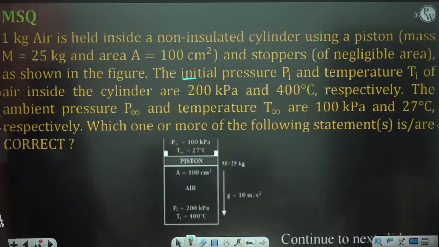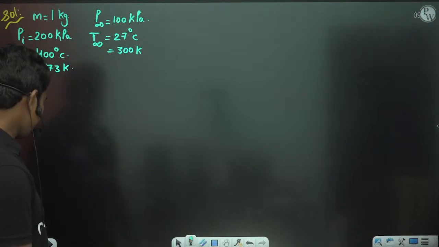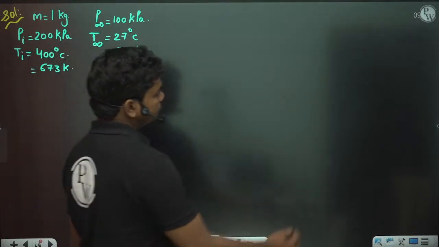Then try to calculate this respectively. Which one or more of the following statements is correct? Firstly guys, tell me one thing. If you take this piston cylinder assembly, let me draw once.